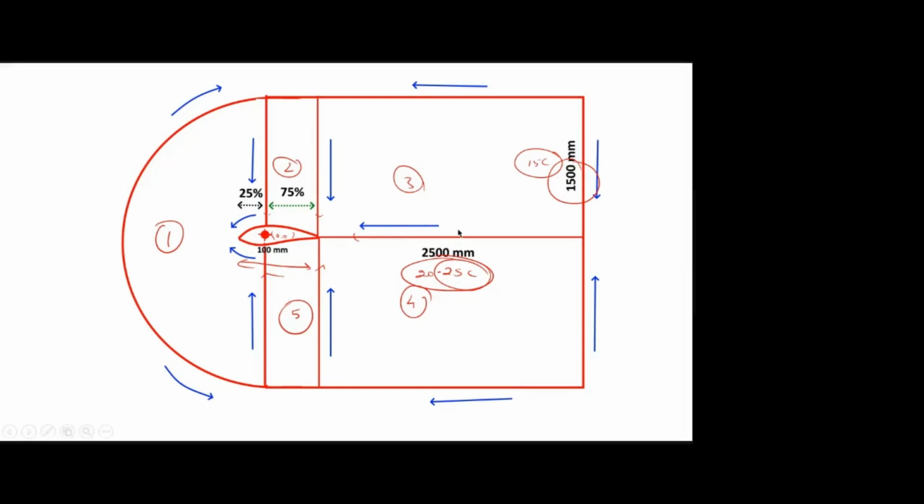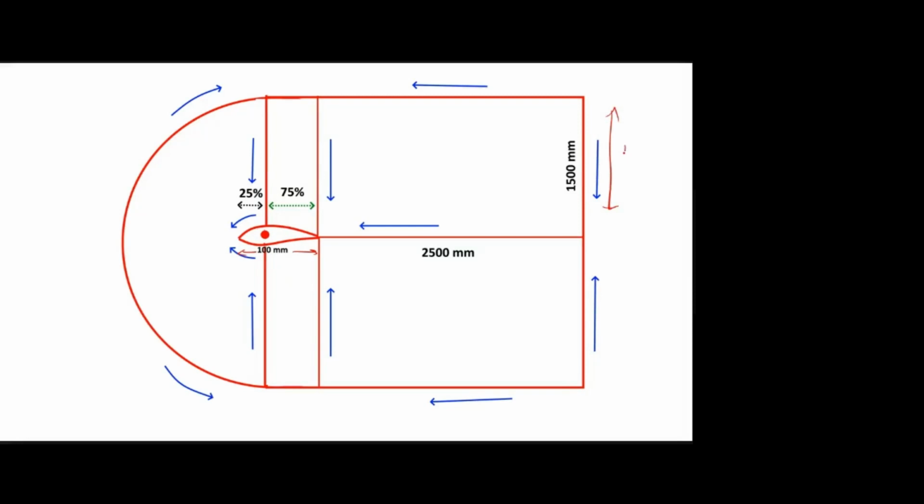So sir, which one is 100 mm, sir? The chord? Chord is 100 mm. Here I mentioned the chord is 100 mm, and this vertical height is 15 times the chord. This horizontal distance is 25 times the chord.